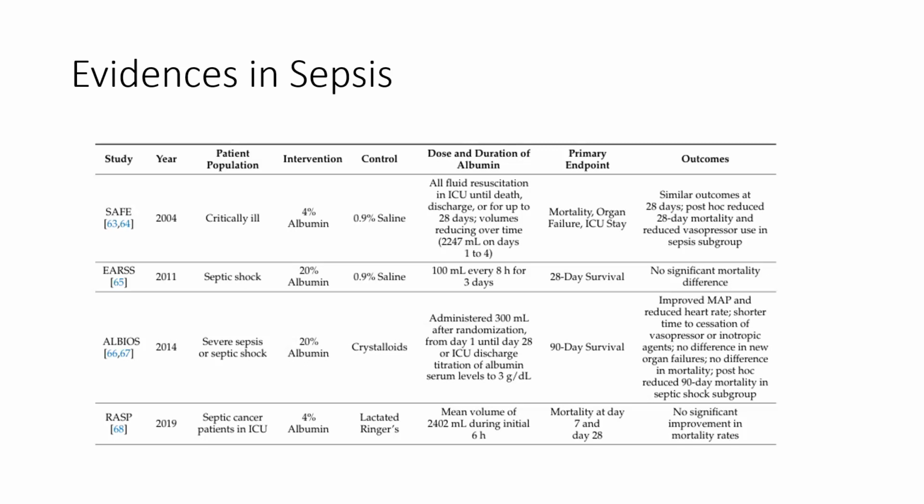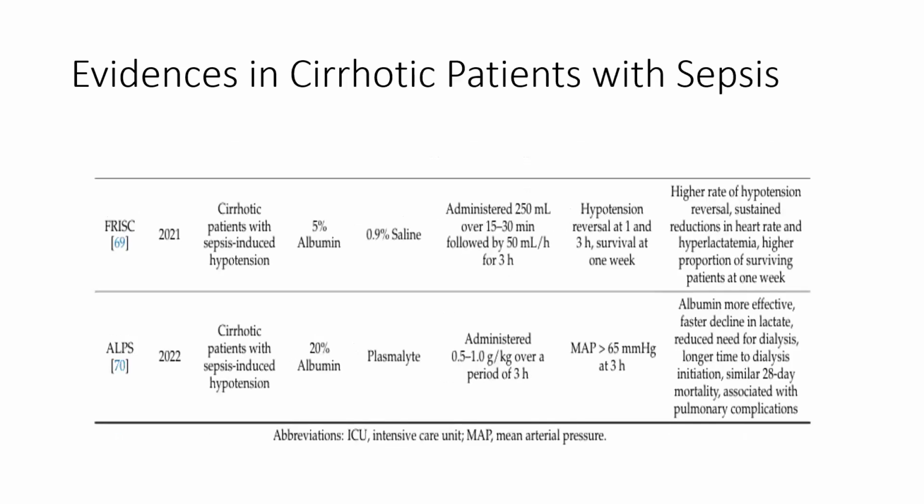Then in 2014, the Albios trial was published, which included severe sepsis and septic shock patients, and it compared 20% albumin and crystalloid. The outcome of the study was improved MAP and reduced heart rate, shorter time to cessation of the vasopressor and inotropic agent, but there was no difference in new organ failure and there was no difference in mortality. Then in 2019, the RASP trial was published, which included septic cancer patients in the ICU, and it compared 4% albumin and Ringer's lactate solution, and there was no significant improvement in the mortality rates.